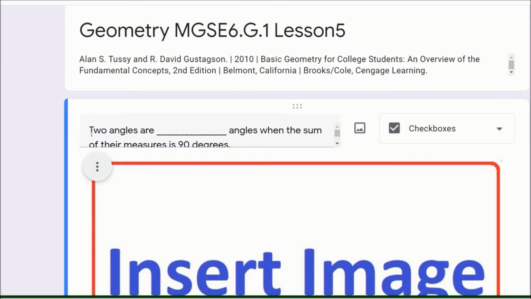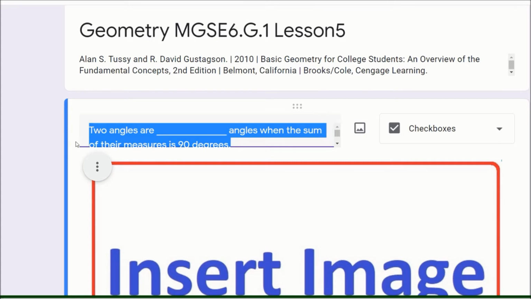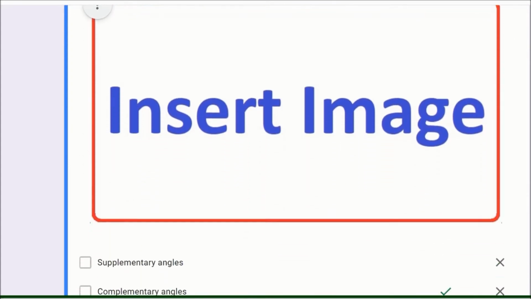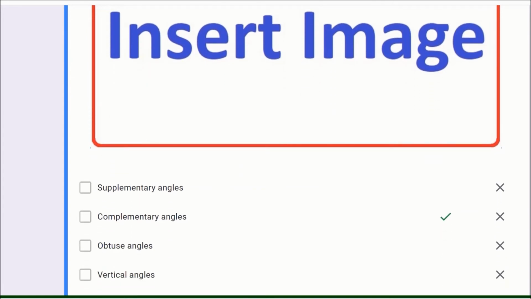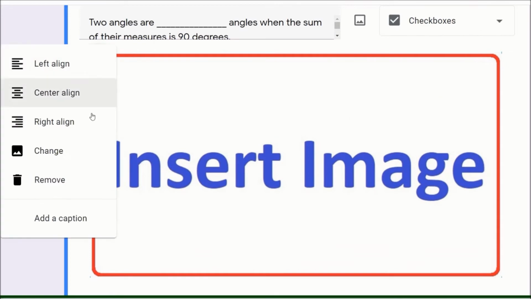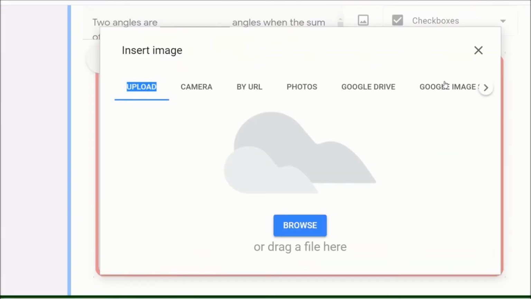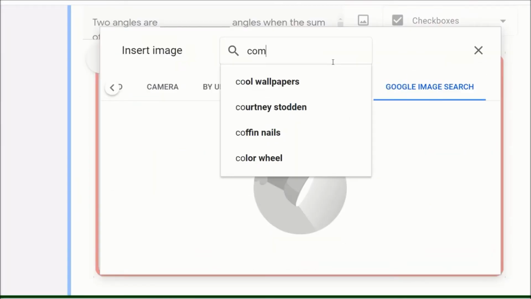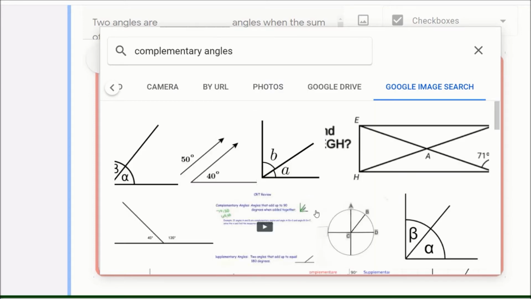Here we have Google Docs. And what we want to do here is find two angles that are complementary, when the sum of their measure is 90 degrees. You can have the students search for images on their computer, or you could go on a Google search. Here we find complementary angles, and we find an image which will go perfectly with their study material.